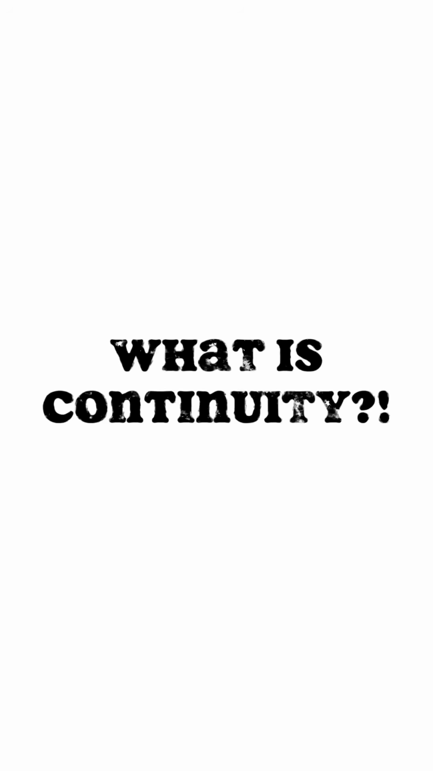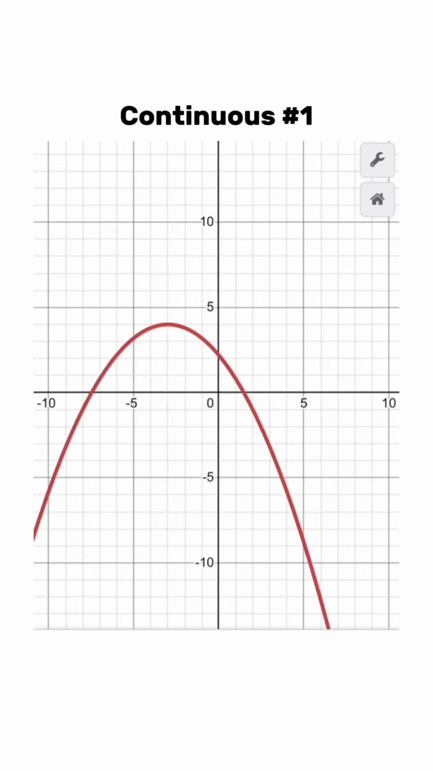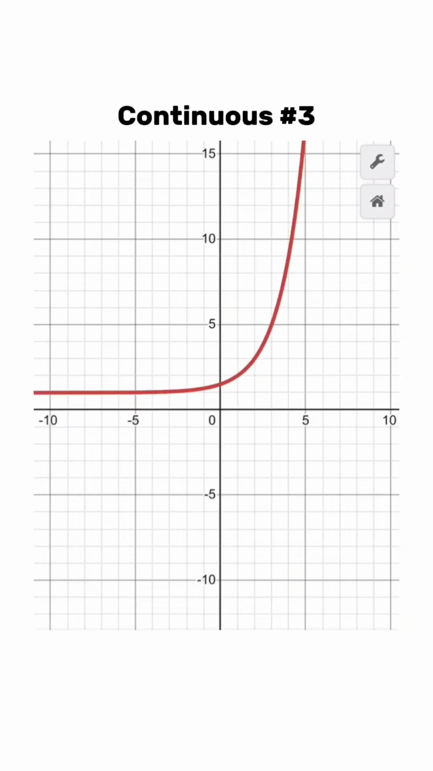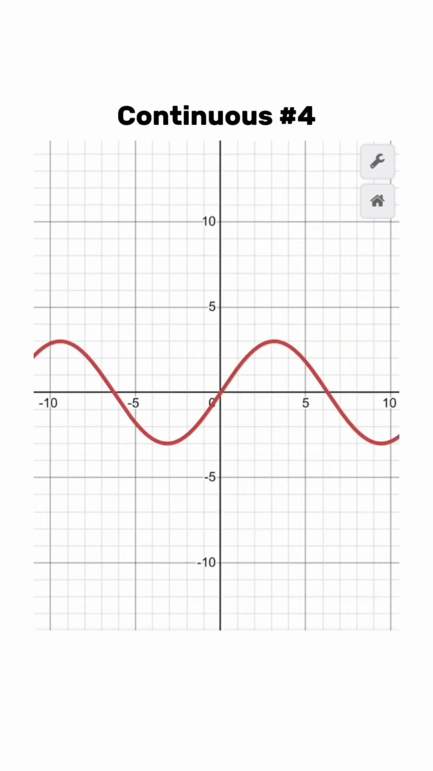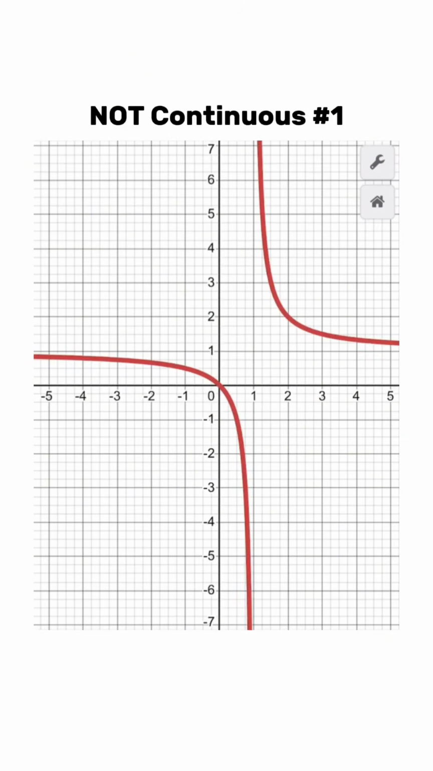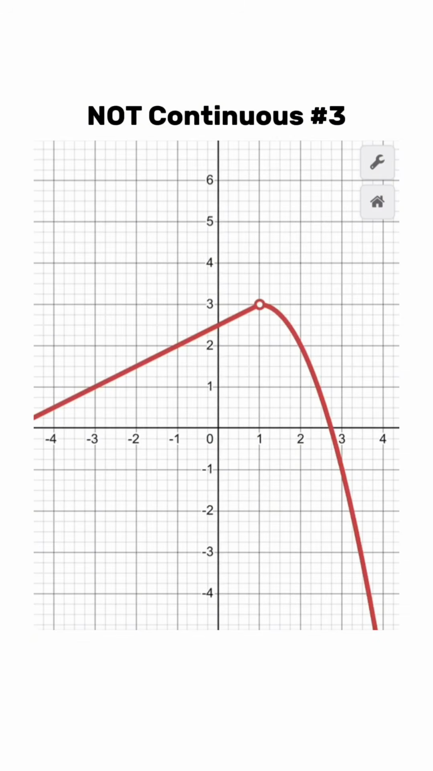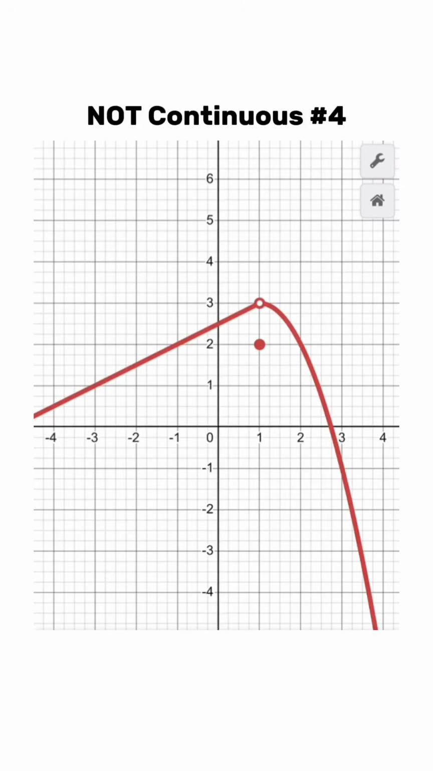What is continuity? Let's build some intuition. Here are the graphs of 4 different functions that are each continuous on the set of real numbers, which means they are continuous at every real numbered x value. In contrast, here are the graphs of 4 different functions that are not continuous over the set of real numbers. In particular, they each have exactly one discontinuity at x equals 1.